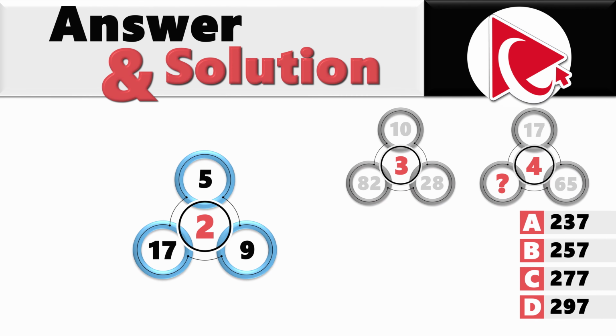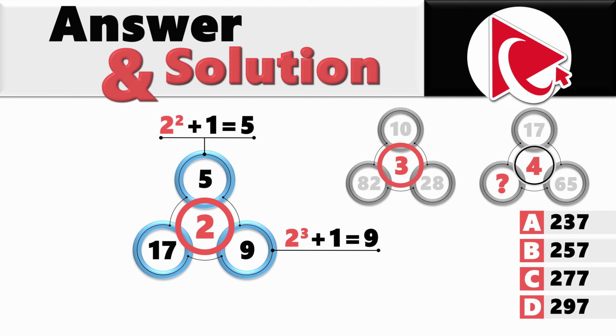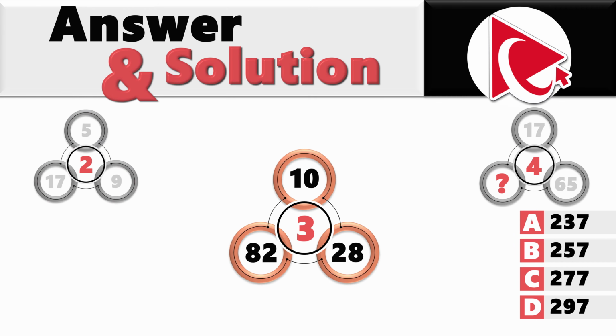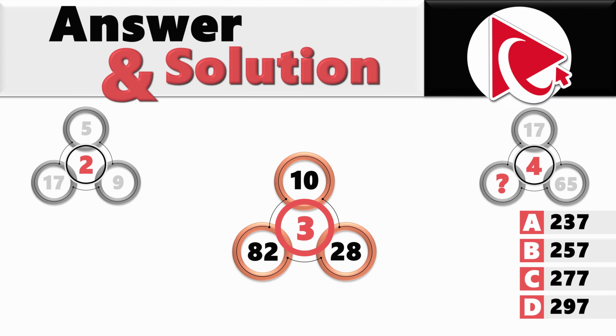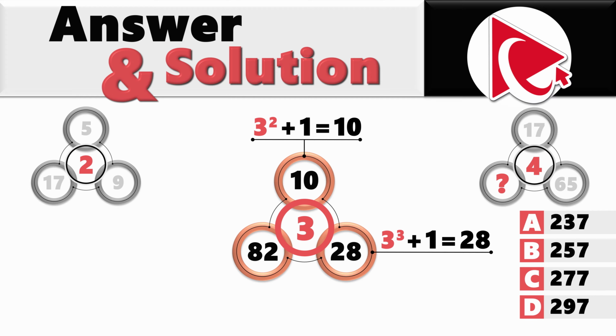We start with the first shape. Number 2 is in the middle. 2 squared plus 1 equals 5. 2 to the power of 3 plus 1 equals 9. And 2 to the power of 4 plus 1 equals 17. For the middle shape, the base is 3. The second number is calculated as 3 to the power of 2 plus 1, which equals 10. The next number is 3 to the power of 3 plus 1 equals 28. And then the last number is 3 to the power of 4 plus 1, which equals 82.